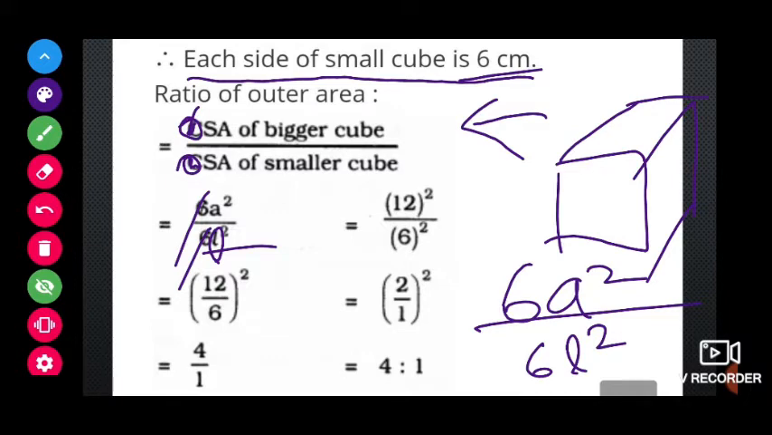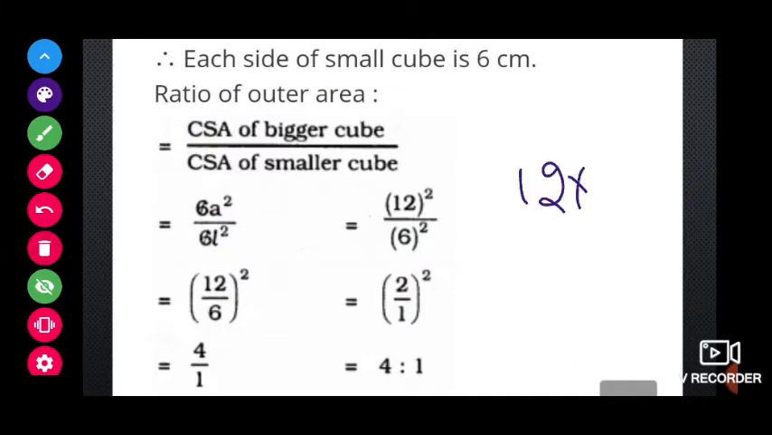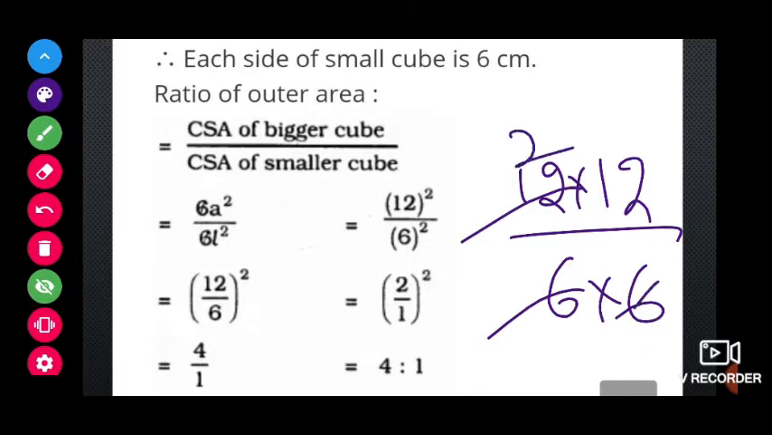Here the bigger cube side is 12 square, by the smaller cube L, which is 6 square. So 12 into 12 by 6 into 6. 6 ones are 6, 6 twos are 12, so 2 twos are 4 by 1. That is 4:1, the ratio between the surface area of the bigger cube and the smaller cube.